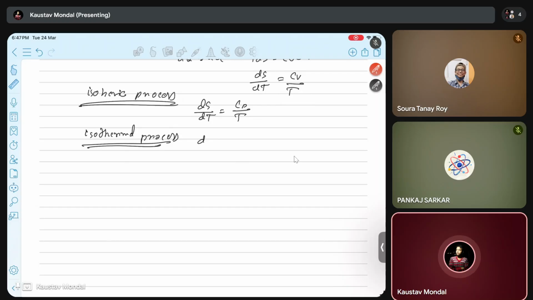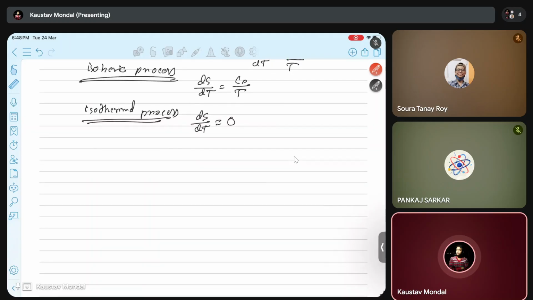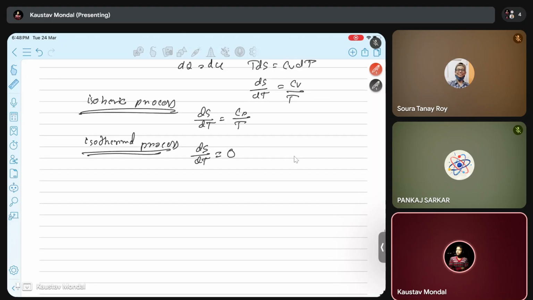For the case of an isothermal process, dT/dS equals 0. It is better to write it in terms of dT/dS, since T will be the y coordinate.